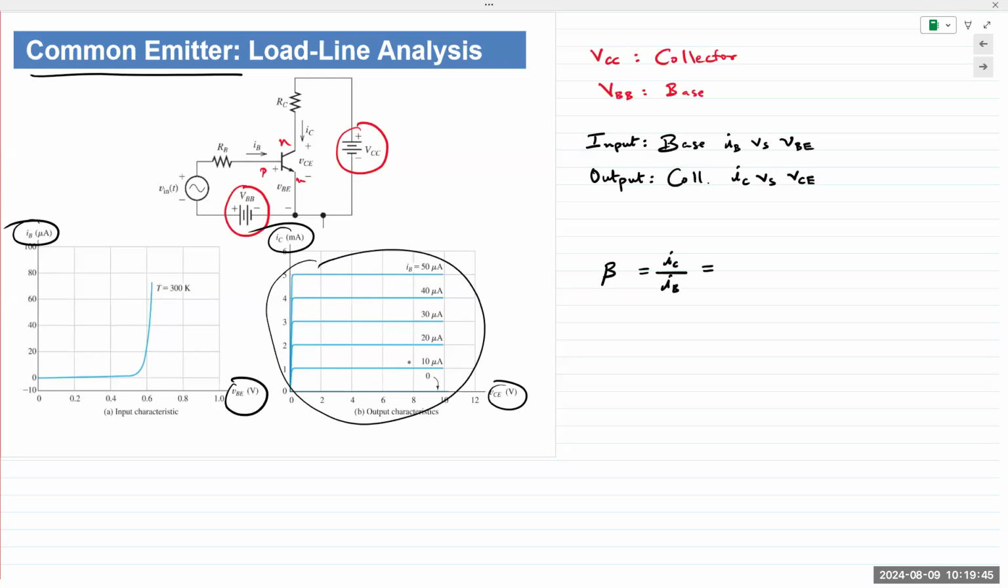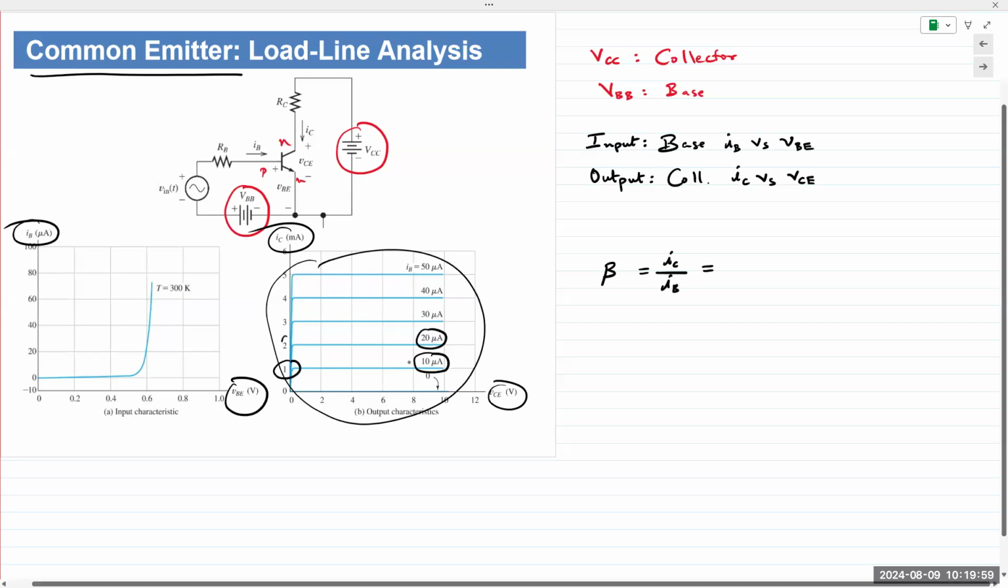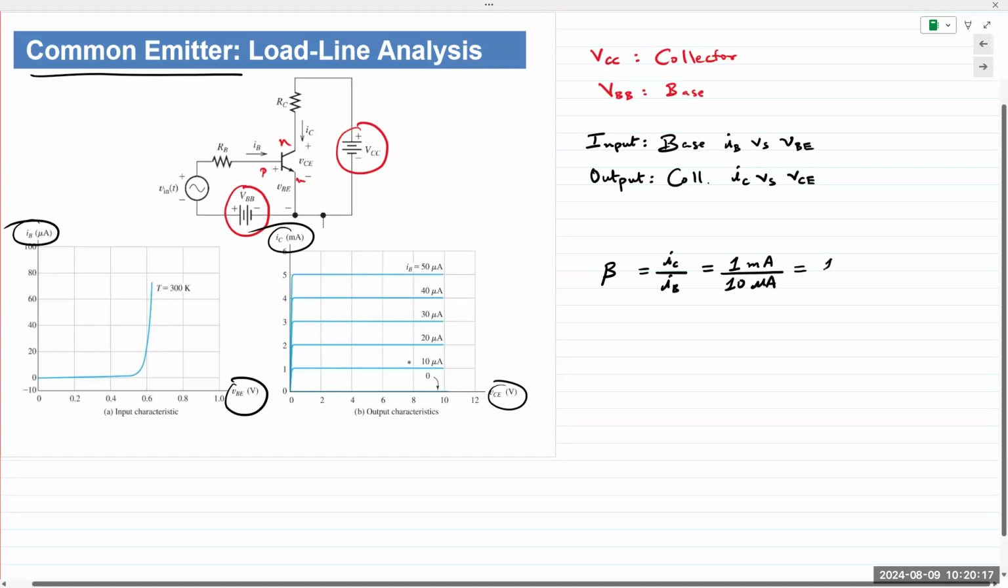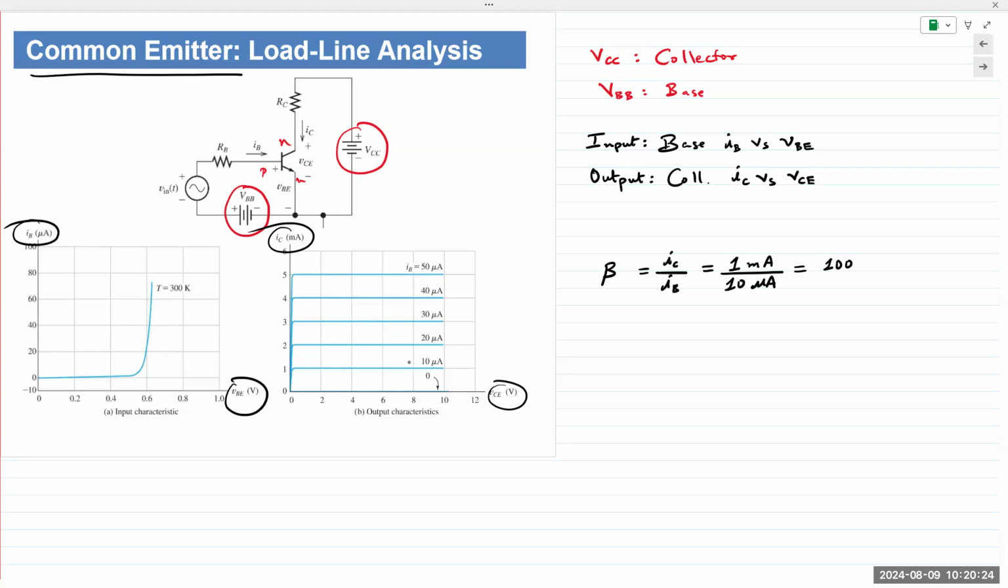That's how you would read the spec sheet. For 10 microamps of IB, you have 1 milliamp of IC, factor of 100. For 20, it is 2, 30, it is 3, and so on and so forth. So this would be 1 milliamp divided by 10 microamps. So that would be 100. Because it is a ratio of currents, it is dimensionless, it doesn't have any units. So the beta value for this specific transistor is 100.